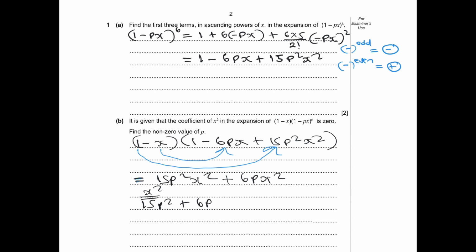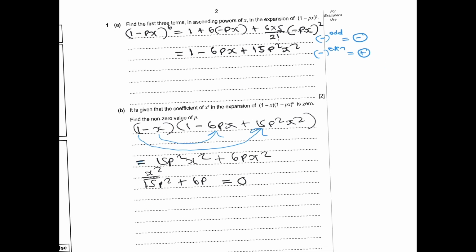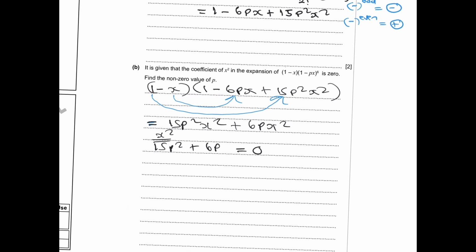And they are saying it is equal to 0. So we can then formulate an equation. We have 15p squared plus 6p is equal to 0, because the coefficient of x squared, they are saying it is equal to 0. Now to solve that equation, what are you going to have? We have 15p squared plus 6p is equal to 0.